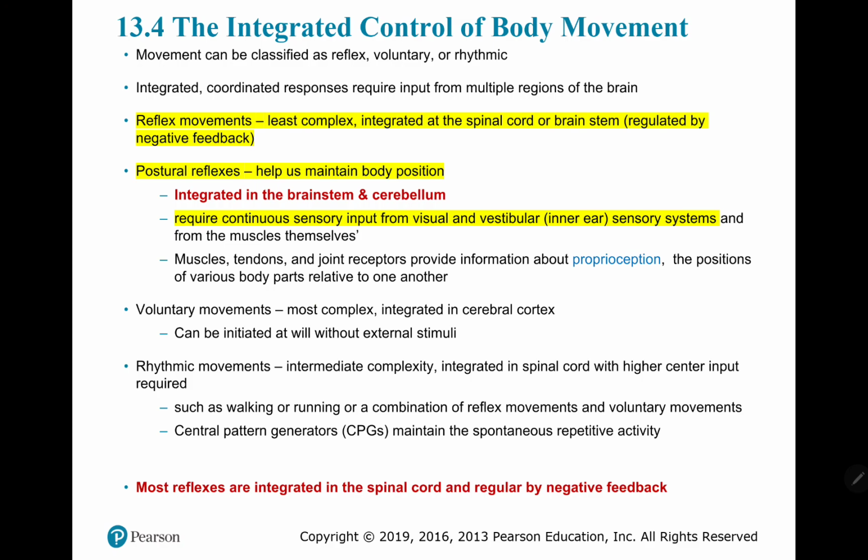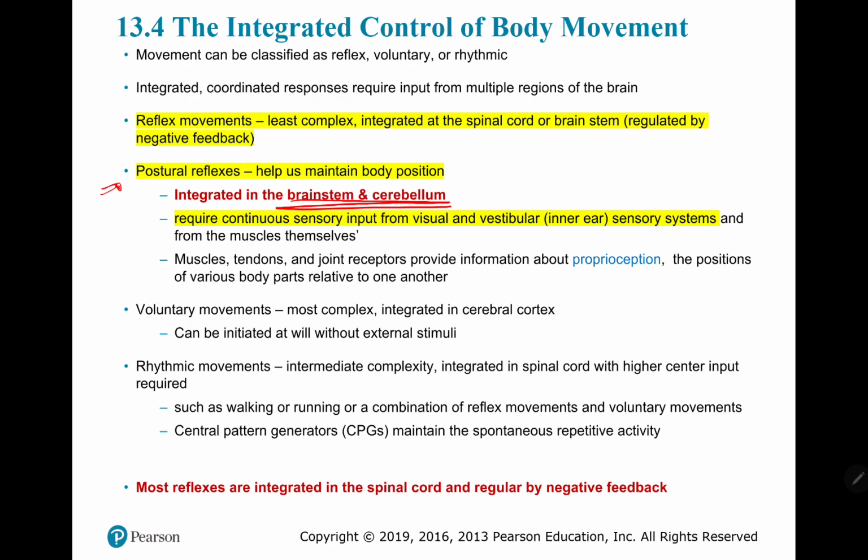Reflex movements are going to be the least complex. They're going to be integrated at the spinal cord or brainstem, and they're going to be regulated by negative feedback. We have postural reflexes. Postural reflexes help us maintain body position. They're going to be integrated in the brainstem and spinal cord. They're going to require continuous sensory input from the visual and vestibular sensory systems.